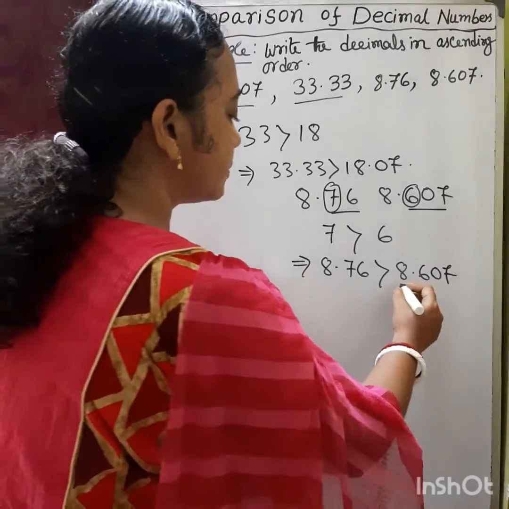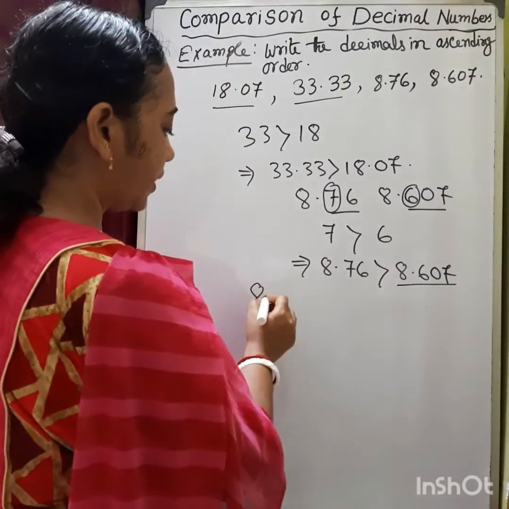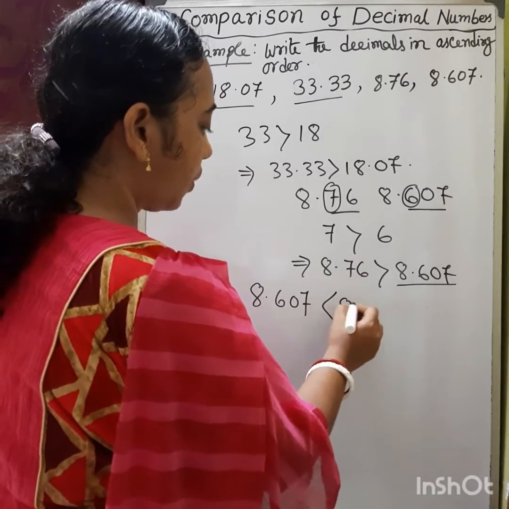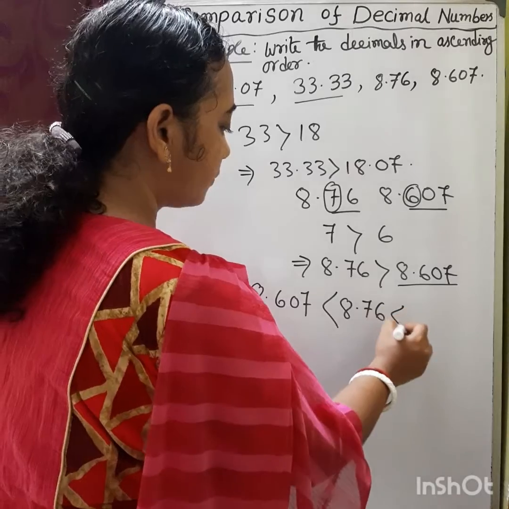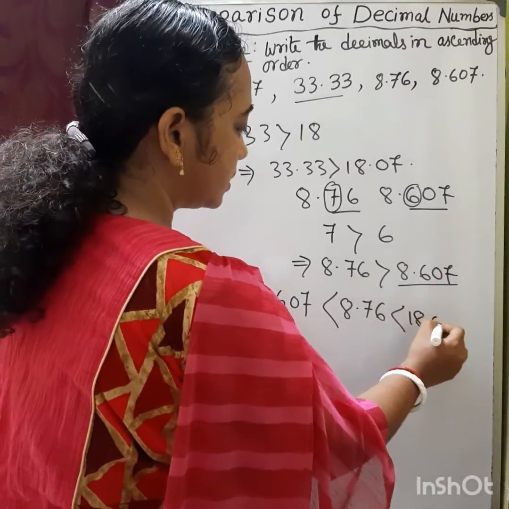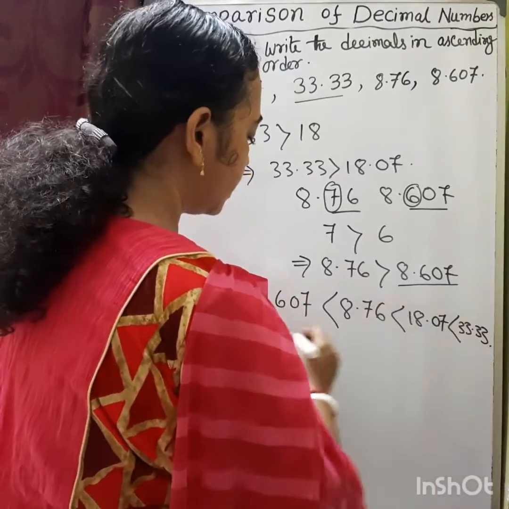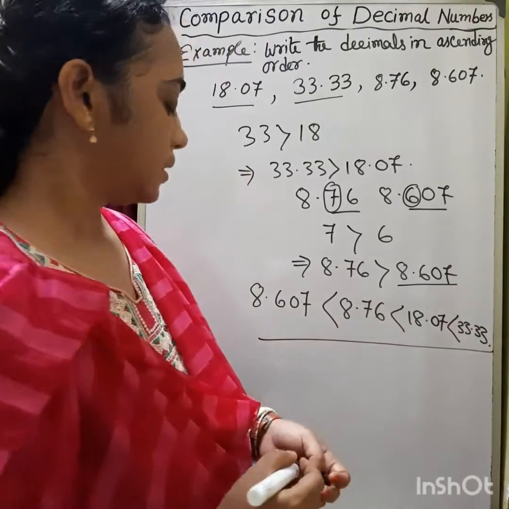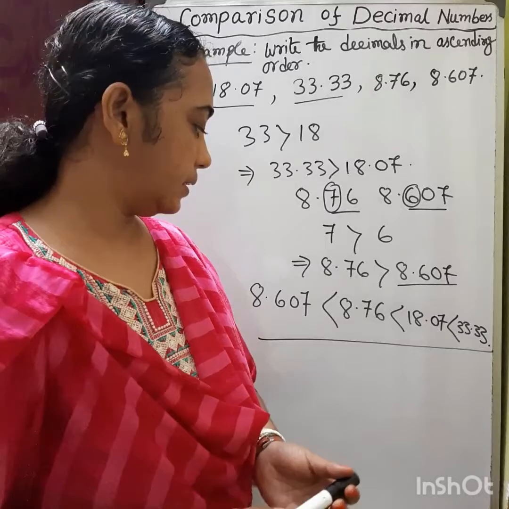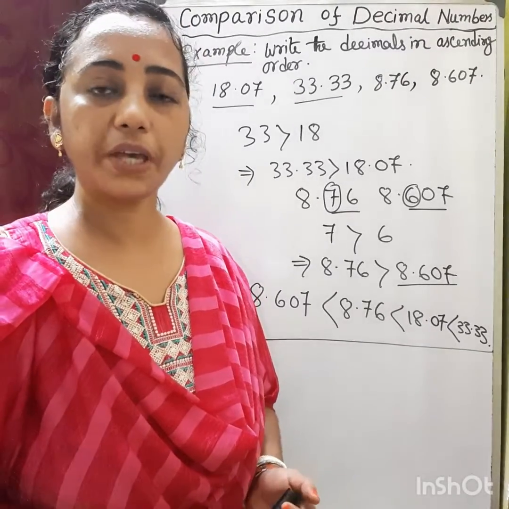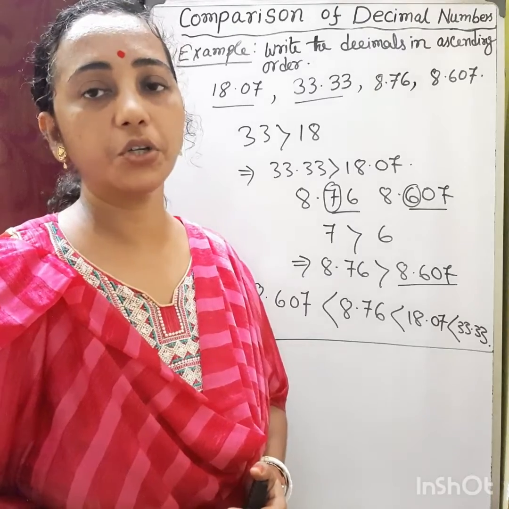So now we can arrange them in ascending order. The smallest decimal number is 8.607, then 8.76, after that 18.07, and at last 33.33. So in this way we can arrange the given decimal numbers in ascending order. So you try some questions which are given in your book.